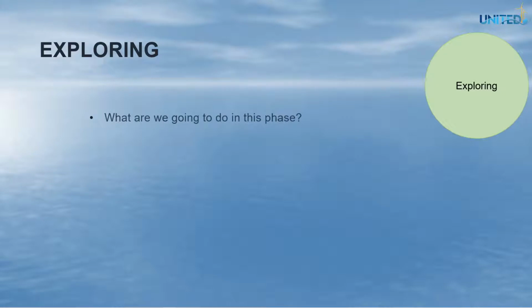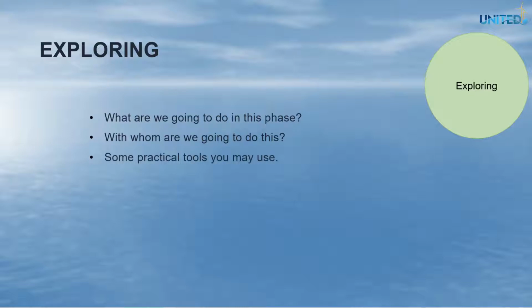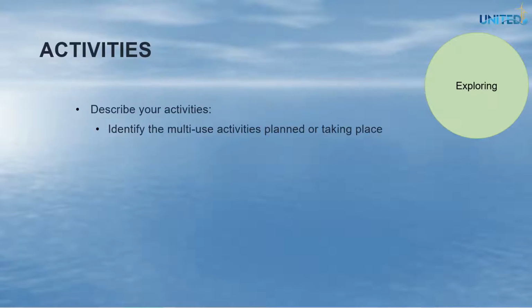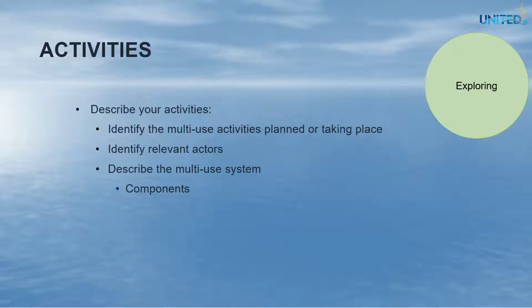In this video, we will look at what we are going to do in this phase, with whom we are going to do this, and we will provide you with some practical tools you may use in this phase. First, let's look at the activities. Describe your activity. Identify the multi-use activities planned for or taking place. Identify relevant actors and describe the multi-use system in terms of its components, the interactions, and perhaps already conflicts or problems that you can see.